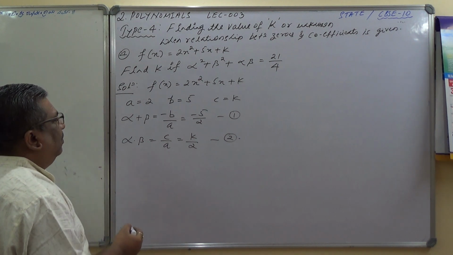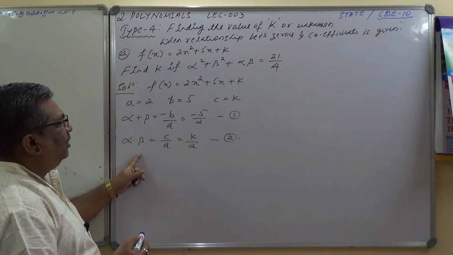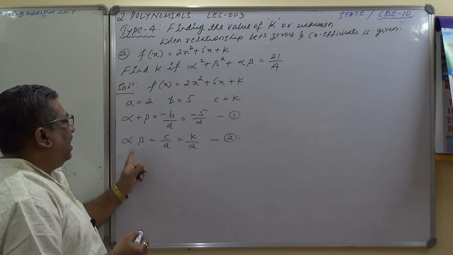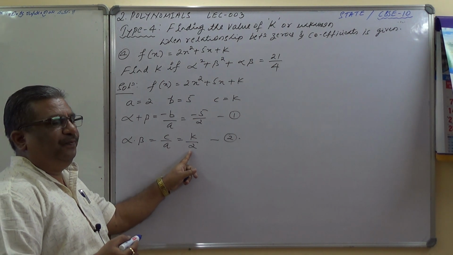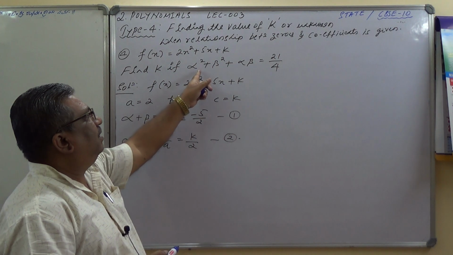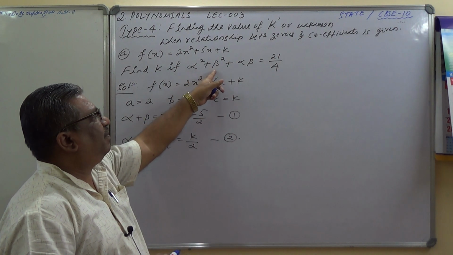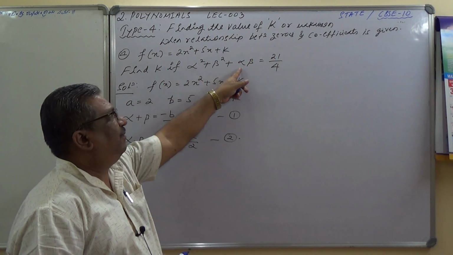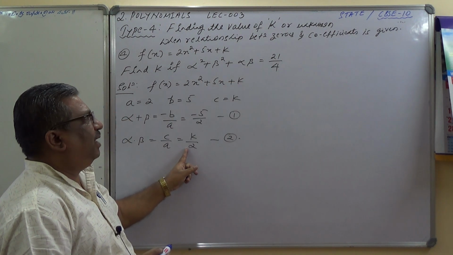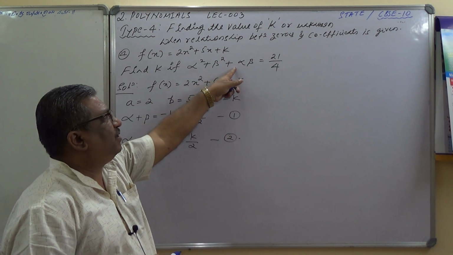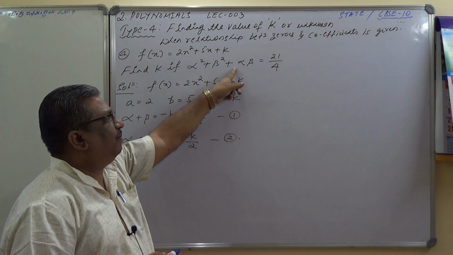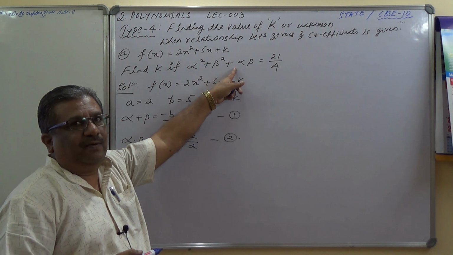Now what to do now? I know alpha plus beta, alpha into beta. So the thing is, alpha into beta contains k by 2. So I can find out the value of alpha square plus beta square. Alpha into beta is k by 2. So from this equation, I can find out the value of k here.